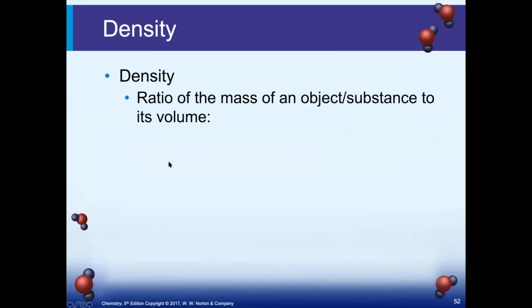Let's see what comes next. Yes, density. So all of this information about using conversion factors really leads to this topic of density, because in chemistry, a lot of times we'll use density as a conversion factor because it is an equivalency. It's just a ratio of the amount of mass per unit volume, okay? So density is the ratio of the mass of an object or a substance to its volume.